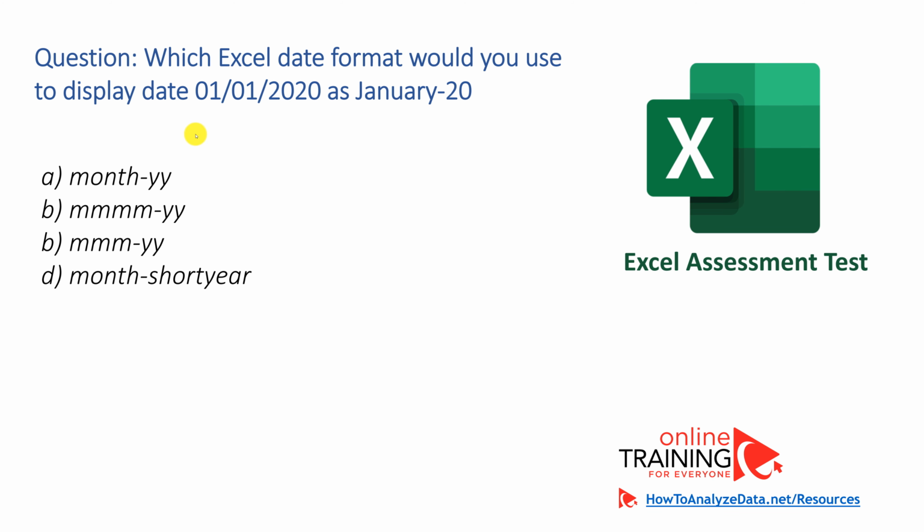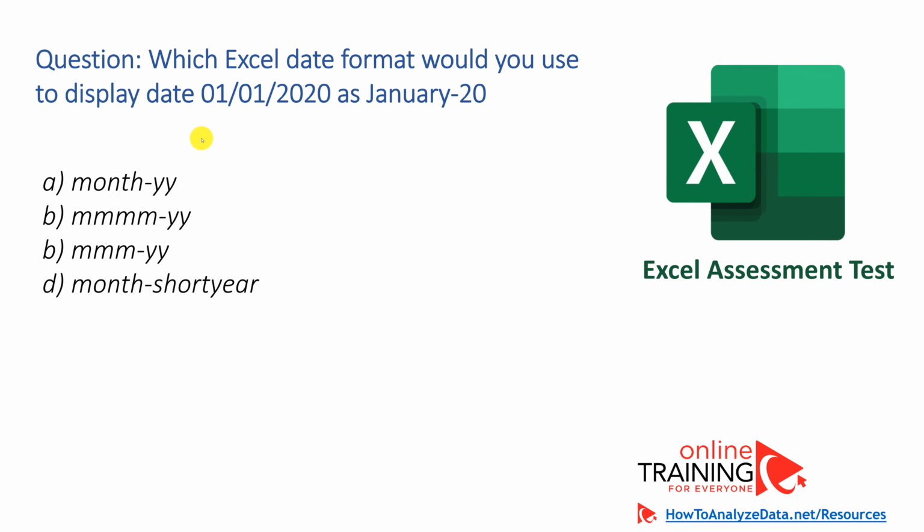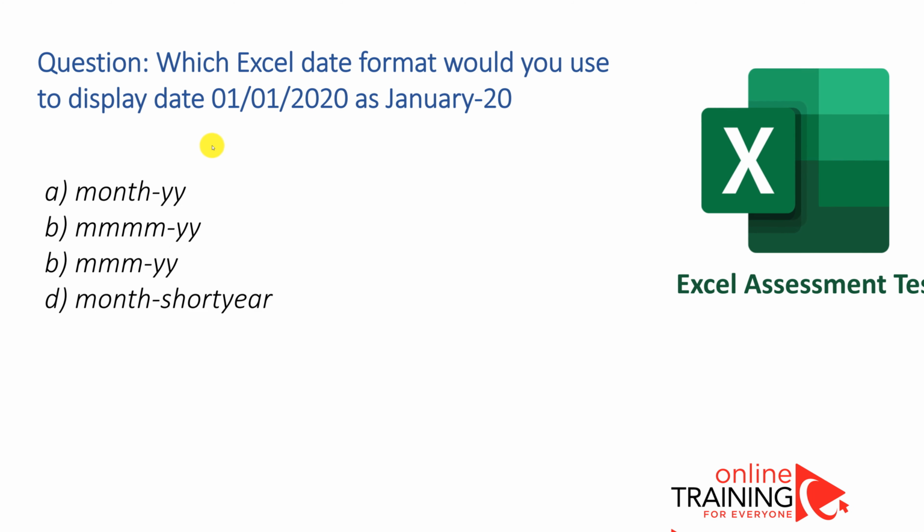Here's a question to test your knowledge of custom Excel date formats. Which Excel date format would you use to display the date January 1st of 2020 as January-20? And then there are 4 choices: Month-YY, MMMM-YY, MMM-YY, or month-short year. Which one would you choose?